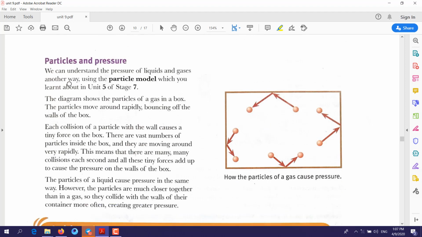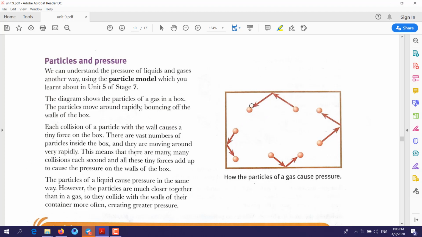Particles and pressure. What do you mean by particles and pressure? Let's take an example: a balloon. If you keep blowing into the balloon, after a while it will pop. Why does it pop? Because of the pressure of the gas inside it. But what do you mean by pressure of gas?